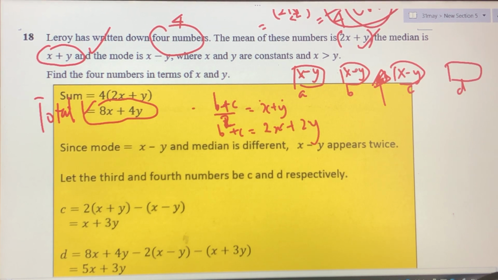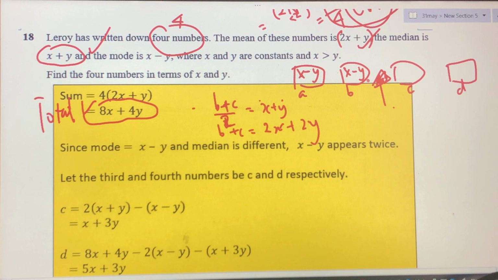Cannot, right? Because if it's x minus y, then the median would be x minus y also, right? But the median is not. The median is this. So it means there are maximum two. Then you ask me, why can't we have four? If it's four, then these four don't add up to this. So it cannot be four. Cannot be three also. Do you follow? Cannot be three because of this median here. So it must be two only.